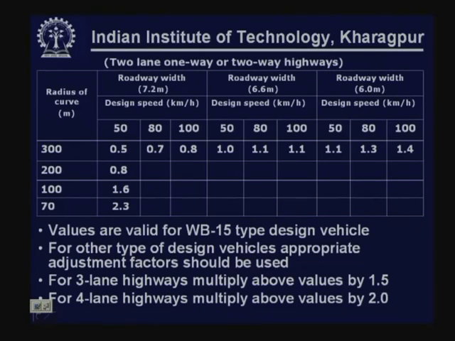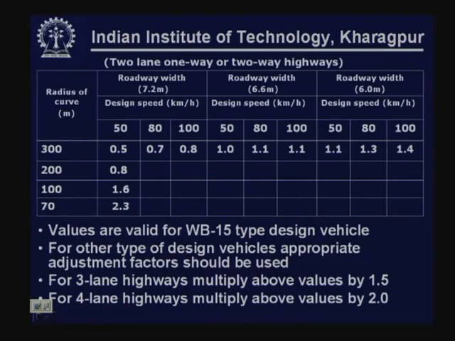AASHTO has also given tables. These are some of the values for 2 lane one way or 2 way highways. It depends on the radius of curve, 300, 200, 100 like that, and also the roadway width or the travelled way width. As I indicated earlier, it may be 6 meter, 6.6 meter, 7.2 meter, the required width or the width on tangent. Then again, for different design speeds, what would be the actual total required extra widening. So, the extra widening is a function of the radius of curve, the travelled way width on tangent and also the design speed. Normally, it is not necessary to consider a widening of less than 0.6 meter.